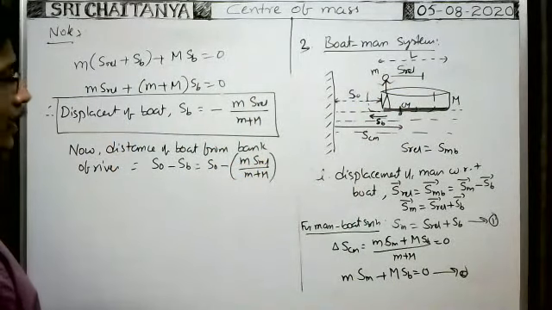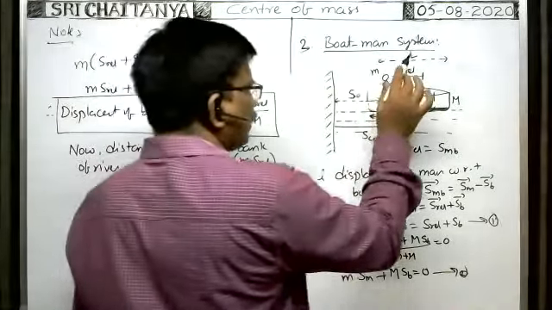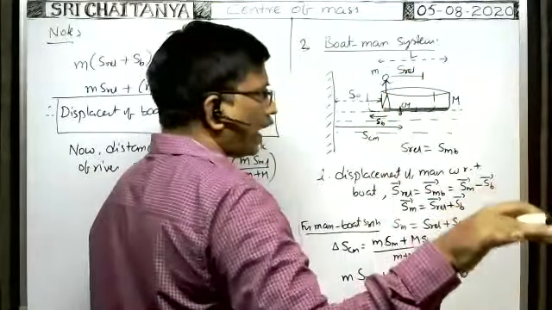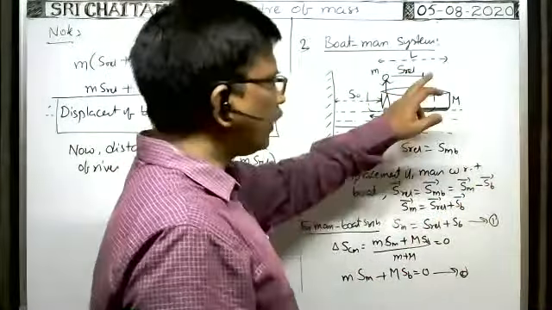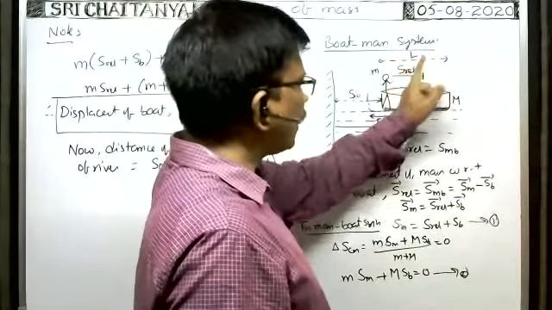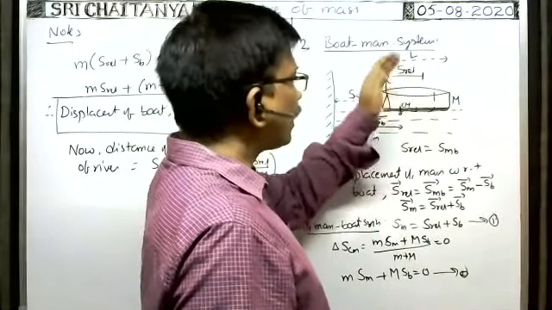Next, what is the displacement of the man inside the boat with respect to the bank of the river? Actually, with respect to the boat, the man travels a distance equal to S relative. But what is it here?